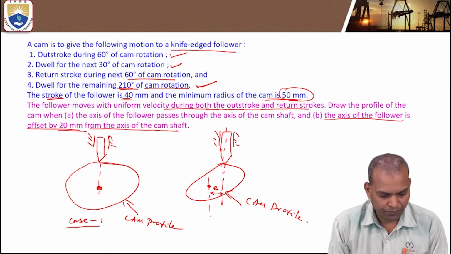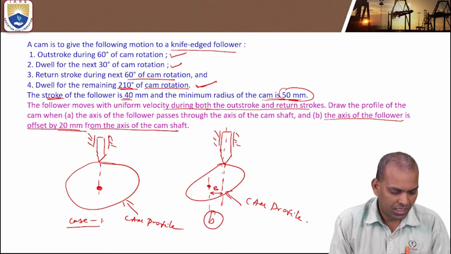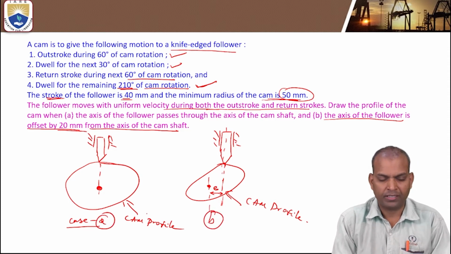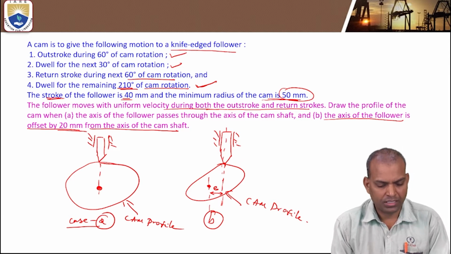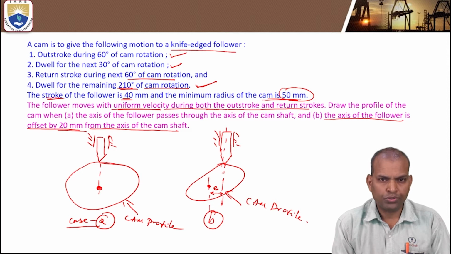This is case 2, and this is case A, according to what is given here. Now before drawing the cam profiles, what to do? We have to draw the displacement diagram of a knife edge follower with uniform velocity. That is the condition: uniform velocity during both outstroke and return strokes.